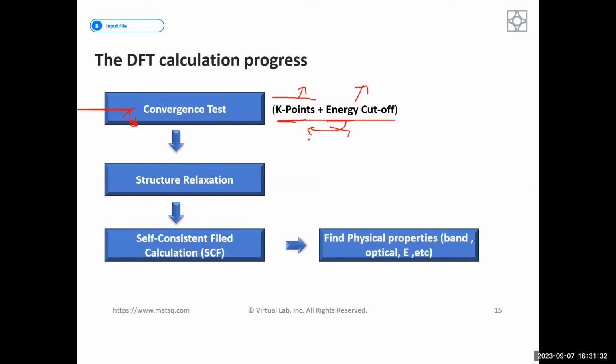So maybe some of you would ask, what is the K point actually, okay? In DFT or Quantum Espresso, in general, K points are points in reciprocal space or the Brillouin zone, used to numerically integrate the electronic states.